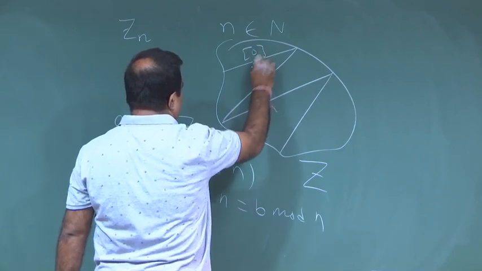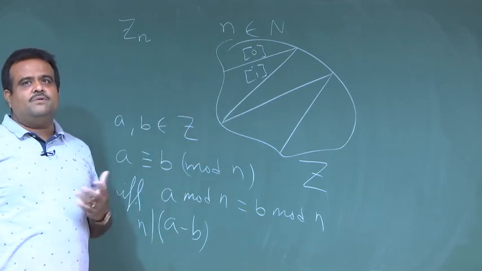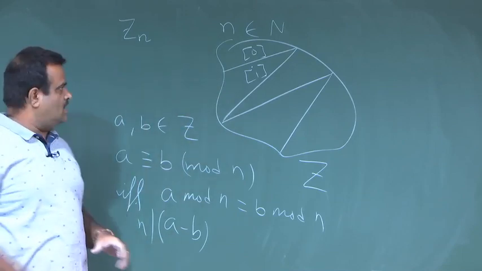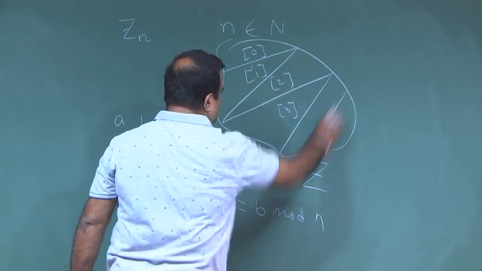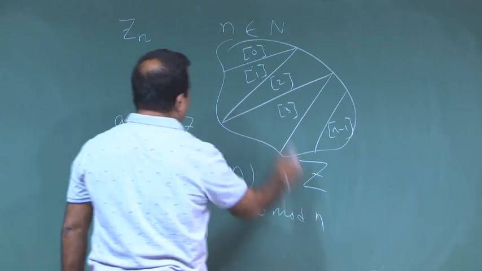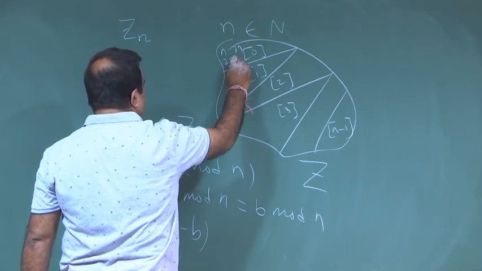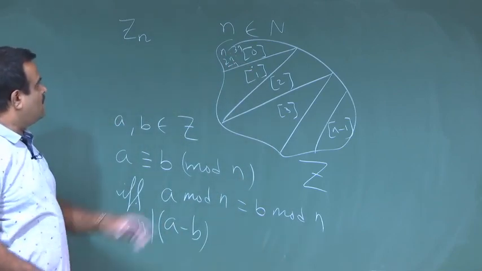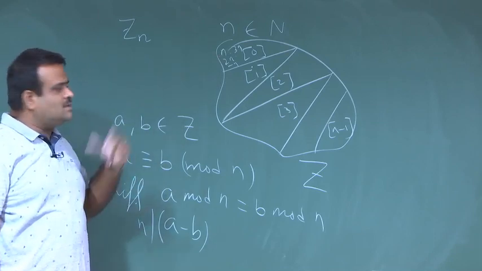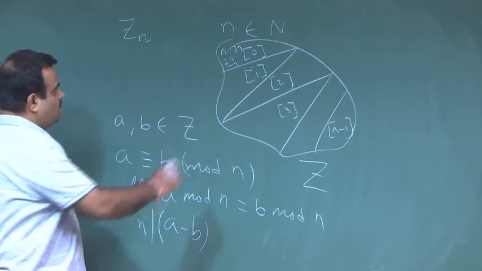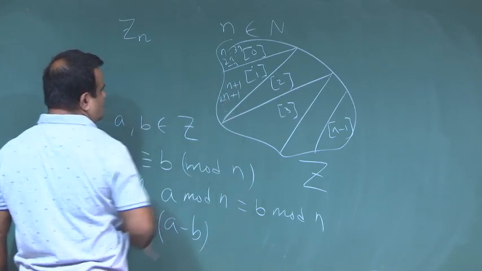So, this is the 0 class, the 1 class, because if we divide any integer by n, the remainder will be either 0, 1, 2, 3, up to n minus 1. So, these are all the points like n, 2n, 3n, minus n, because these are the points which, if we divide by n, give the remainder 0. And these are the points n plus 1, 2n plus 1, like this.